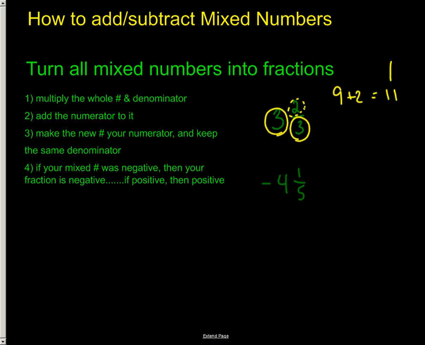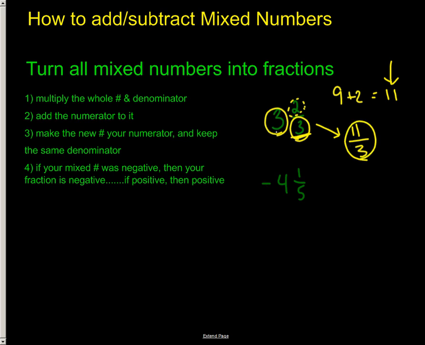What do we do with this 11? Well, that becomes your new numerator for the fraction, and you just keep the same denominator. So 3 and 2/3 becomes 11/3. Okay, it's an improper fraction, but it makes it a lot easier to add and subtract.